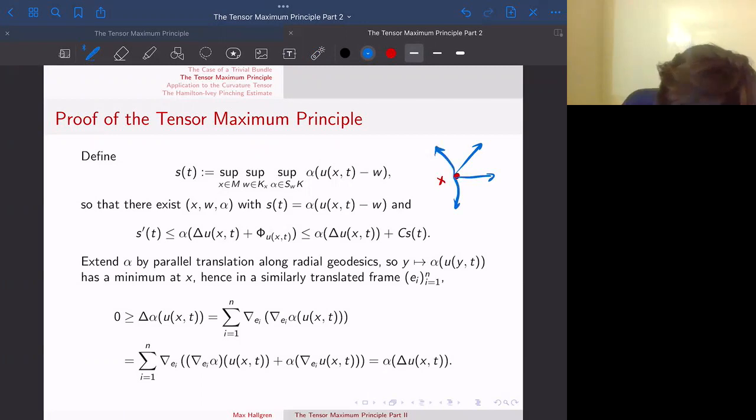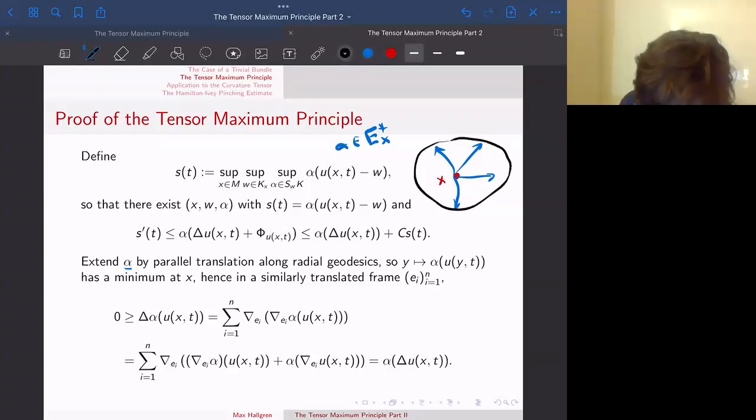Okay, and so we're going to extend alpha. Remember, alpha is in the dual space over the fiber at X, and we're just going to extend this so that it's actually a section of E star in some neighborhood around X. So that's how we define alpha, because we want alpha to be defined everywhere and not just at X. Otherwise, it doesn't really make sense to talk about the Laplacian of alpha of u of xt, which is what we want to do.